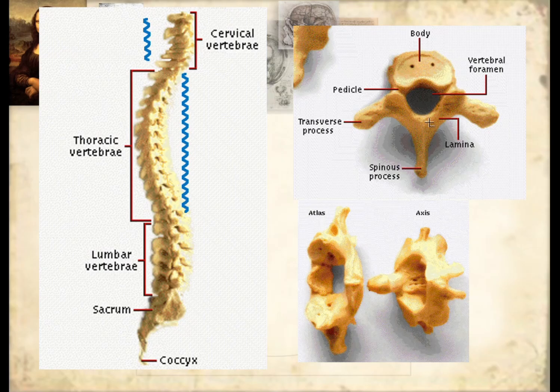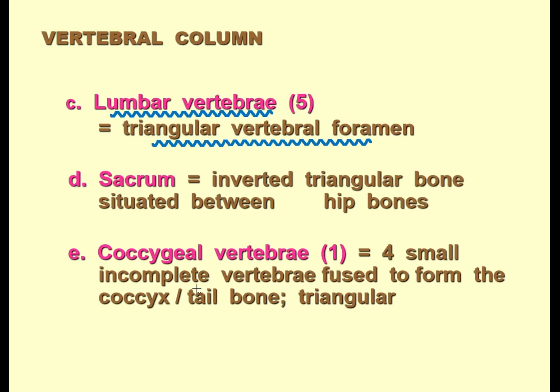As you can see here, this part is the lumbar vertebra, okay, and it is a triangular bone situated between the hip bones, right.